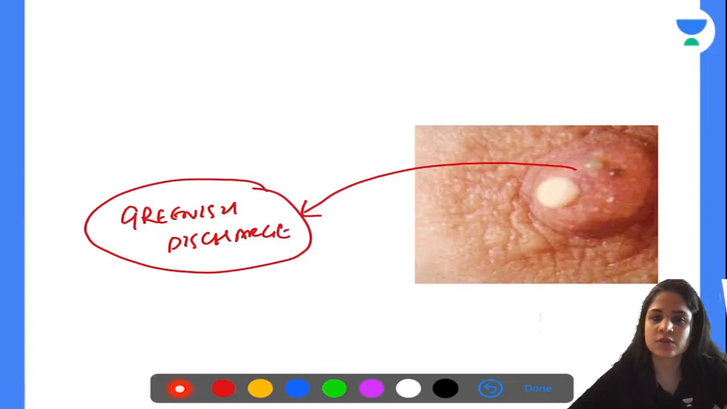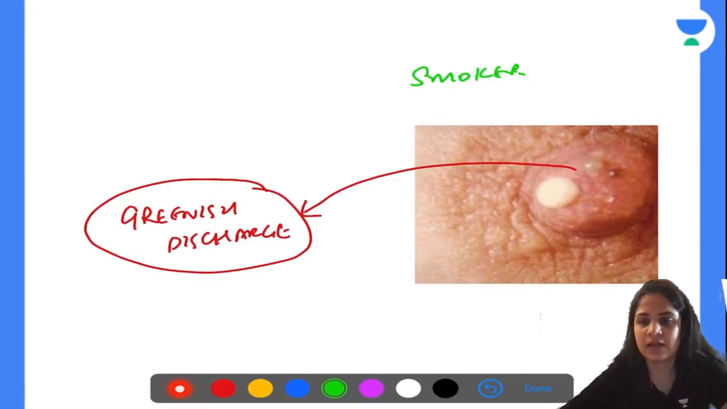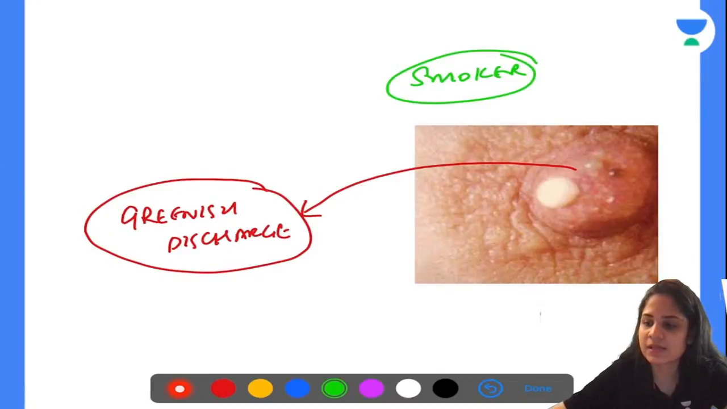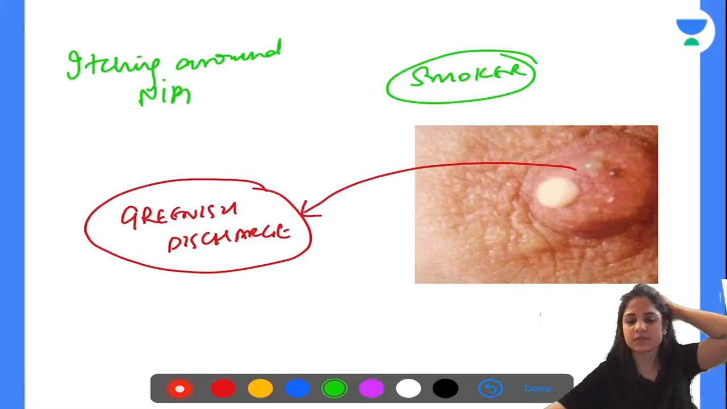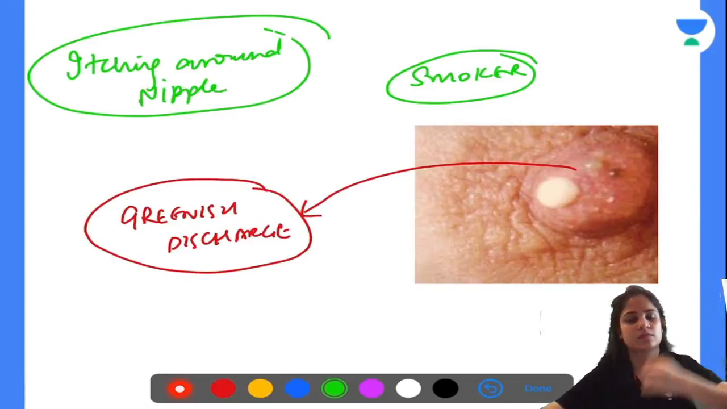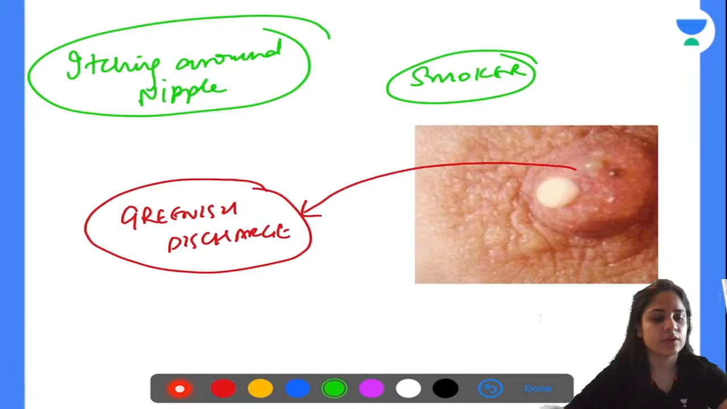You ask her about her social history. So she says that she is a smoker. Okay, you ask her about any clinical symptoms that she is getting along with the discharge. So she says that she is getting itching around the nipple. Itching around the nipple is present. So now tell me, what is this patient suffering from? Very good, absolutely correct, all of y'all. So she is suffering from nothing but duct ectasia.